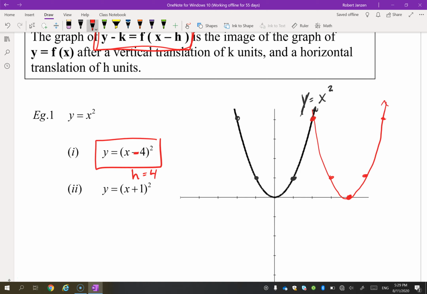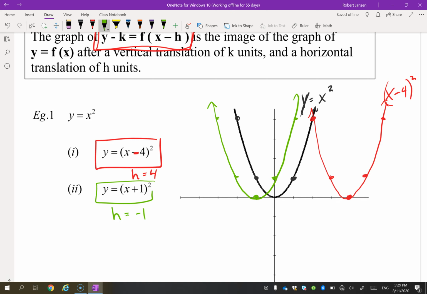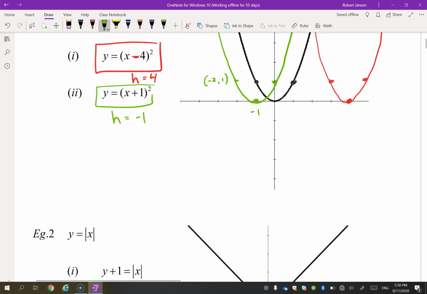Okay, this is x minus 4 squared. Okay, and then what does this graph do? Well, in this case, h is negative 1, so it's going to move left 1. And you would have a graph that looks something like this. And now you should be able to label each of these points. Okay, probably only need to label a few of them to know where they are. All right, so that's not too difficult.